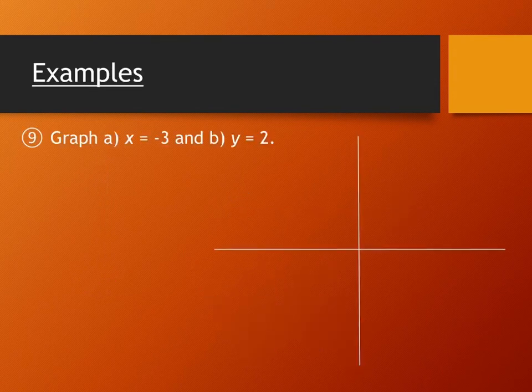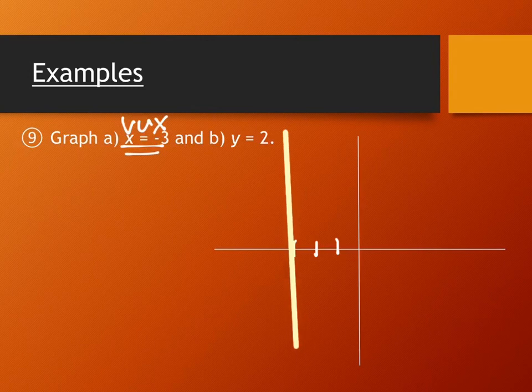All right, so we're going to do a couple of examples. We're going to graph x equals -3. And so x equals -3 would be the VUX part, right? So this is a vertical line through -3. So if x is equal to -3, then we're going to go left 3, and we're going to draw our vertical line right here. This would be the line x equals -3.